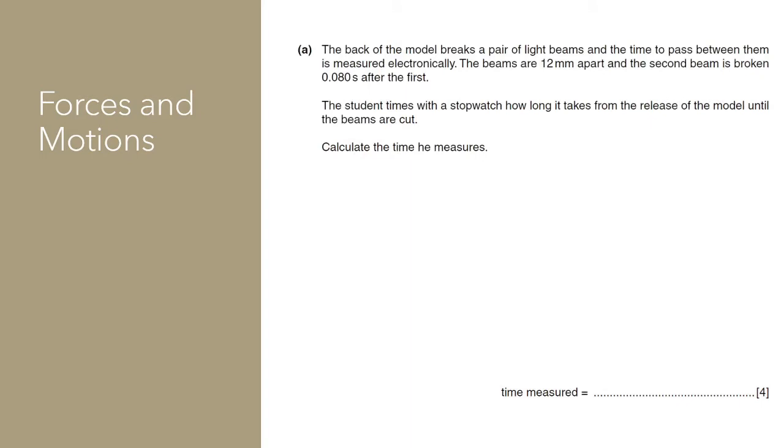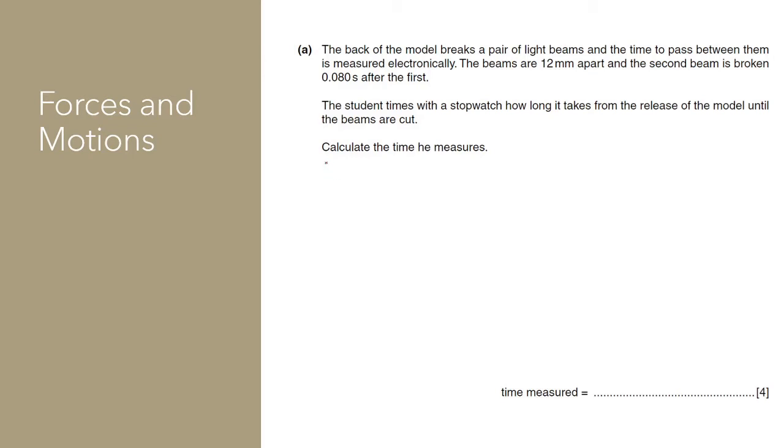Question A. The back of the model breaks a pair of light beams and the time to pass between them is measured electronically. The beams are 12 mm apart and the second beam is broken 0.08 seconds after the first. The student times with a stopwatch how long it takes from the release of the model until the beams are cut. Calculate the time he measures.